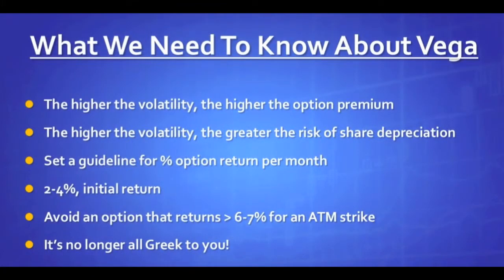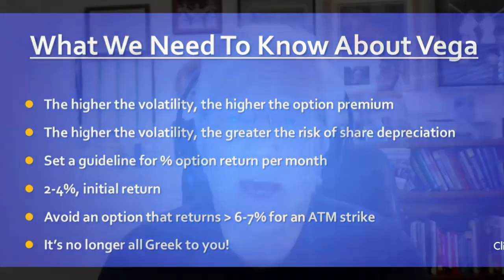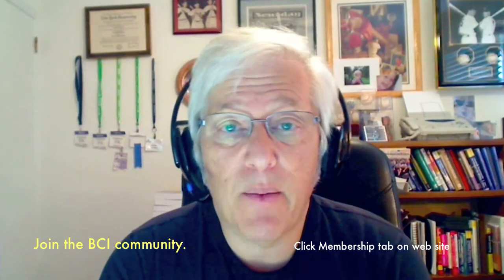So you have to define what your sweet spot is in terms of your initial return. Mine is 2 to 4% a month. That's my goal for my initial return. And as far as a high premium, well, the guideline I use is that if an at-the-money strike for that security generates more than a 6 to 7% 1-month return, that tells me that the implied volatility in that option is very, very high. Therefore, the risk is very high. Therefore, I pass.